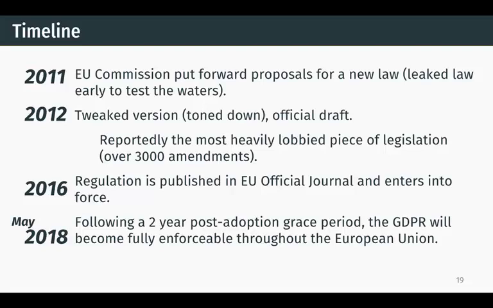So in May 2018, and I forgot to put the exact date, but I believe it's the 25th of May 2018, the GDPR will become fully enforceable throughout the European Union. And with all the penalties that come with it, well, that's what we suspect, and I'll talk about the penalties later, if you don't play by the rules of the GDPR.